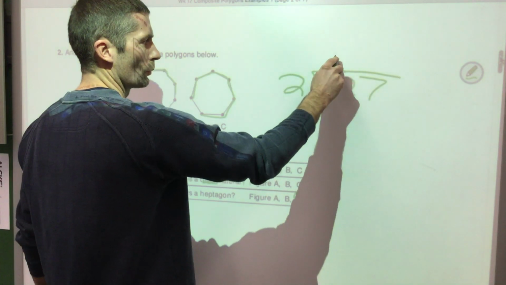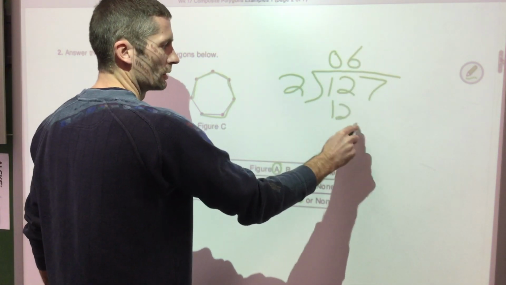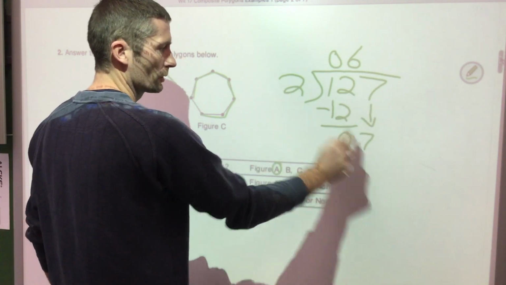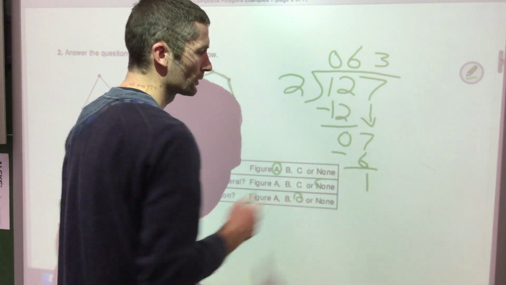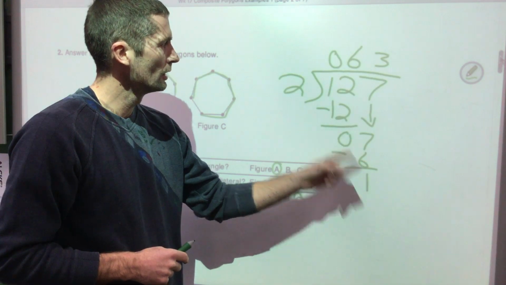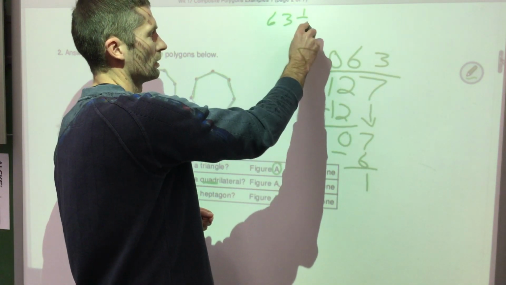2 goes into 1, 0 times. 2 goes into 12, 6 times. Remainder 0. Bring the 7 down. 2 goes into 7, 3 times, with the remainder of 1. Okay, we can do one of two things right now. We can change it into a fraction. 63 and 1 out of 2, 63 and a half.